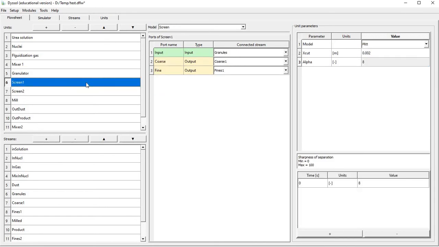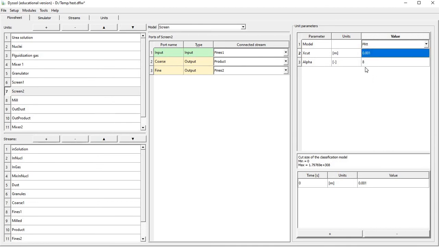Screen, to define the separation of material on a screen, I will use the model according to a plate with a cut particle diameter of 14 mm, separation sharpness of 8, and for the second one I will use 1 mm and the same separation sharpness.